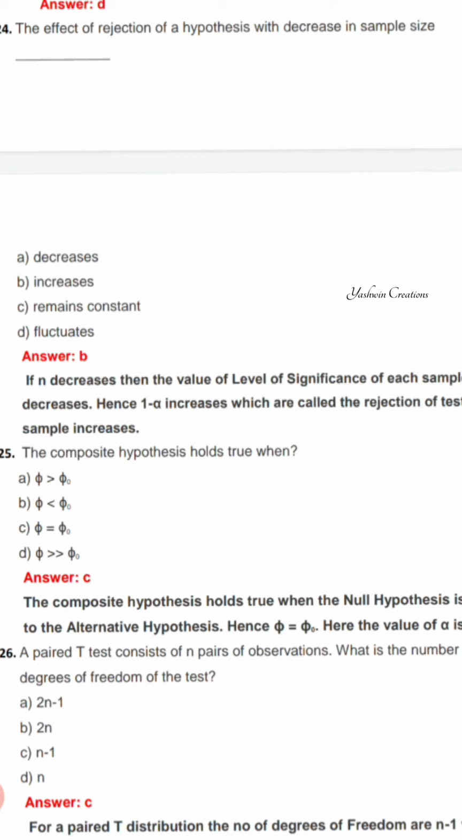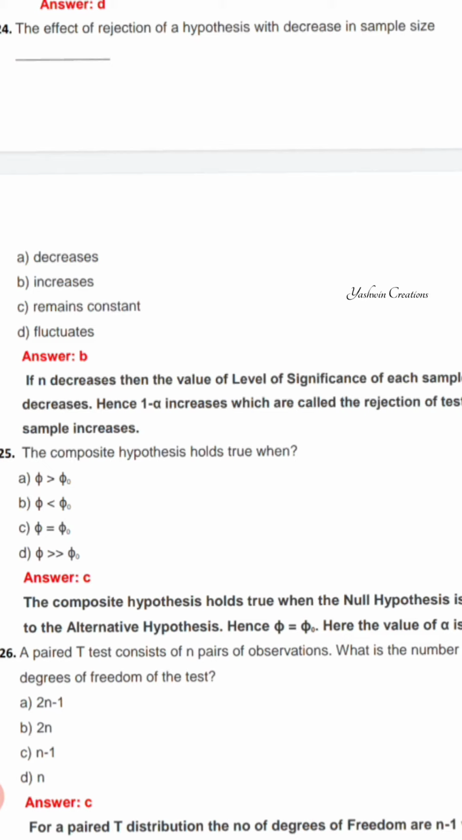Next, the composite hypothesis holds true. When does it hold true? When phi equals phi naught, that is, the composite hypothesis holds true when the null hypothesis is equal to the alternative hypothesis. Here the value of alpha is 0.5.